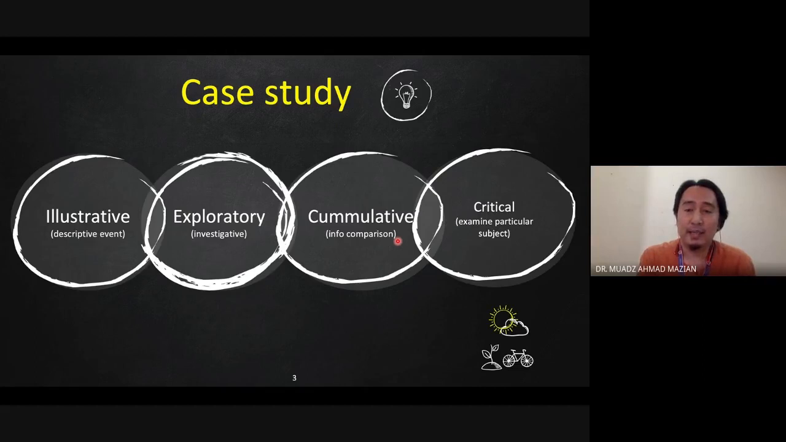And the last one is a critical. Critical ni examine particular subjects. For example, you have a subject, alright, you have a problem that you need to solve. Macam investigation tadi lah. But then you need a specific methods, alright, in order to overcome that particular problems. So you have to examine a lot of things before you come up with solutions or you come up with a recommendation. So that one is a critical types of critical case study.